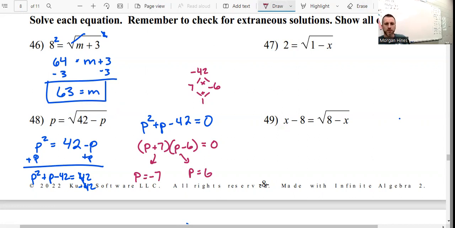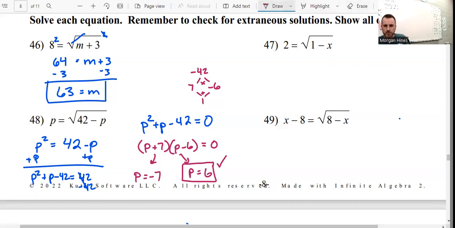So let's see. If I plug in a 6 here and a 6 here, what's 42 minus 6? 36. What's the square root of 36? It's 6. So that works. p equals 6 is a solution. Now let's try the other one.